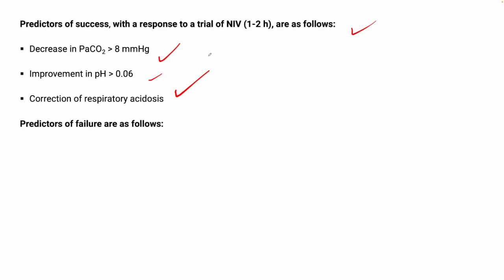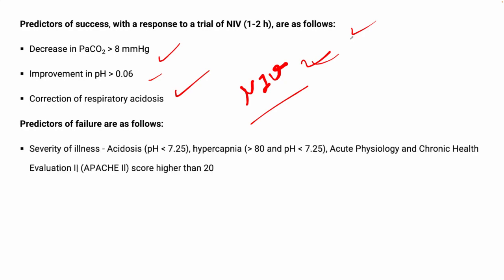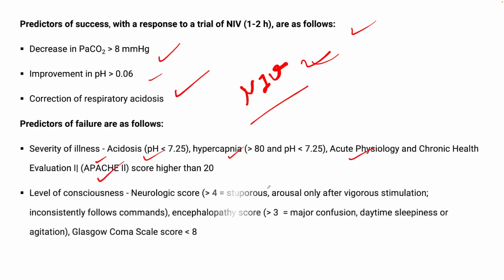And what are the predictors for the failure of NIV? Although you are giving NIV, in which condition should you stop the treatment? That is severity of illness. The patient is going into acidosis, hypercapnia, with an Acute Physiology and Chronic Health Evaluation, APACHE II score, higher than 20. This is a score which is measured. Or the level of consciousness, that is neurological score, is greater than 4. That is, the patient is going into stupor.